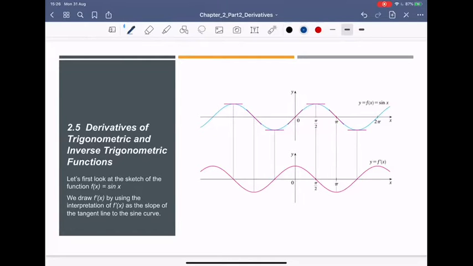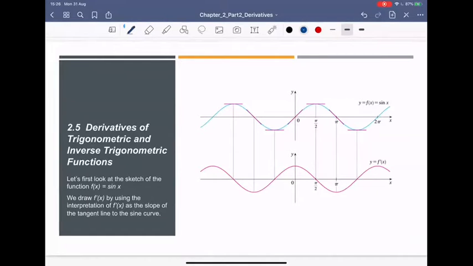So we just need to bring everyone to the same level first before midterm, and then after midterm, when we talk about harder things, everyone has the same background. So let's look at derivative of trigonometric and inverse trigonometric functions.